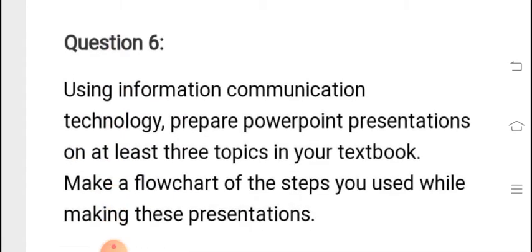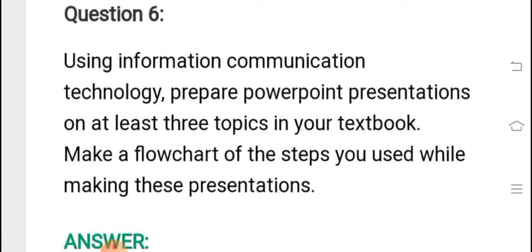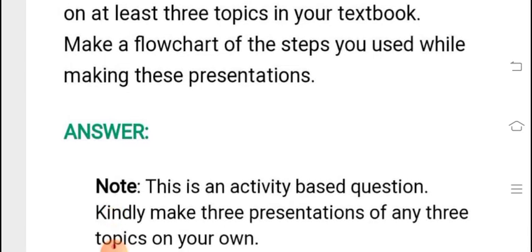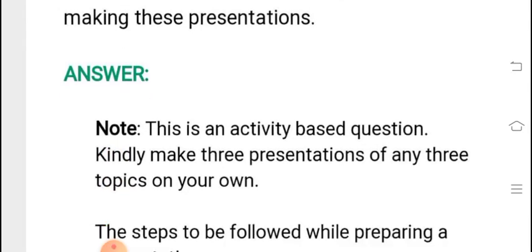Question 6. Using information communication technology, prepare a PowerPoint presentation on at least 3 topics in your textbook. Make a flow chart of the steps you used while making these presentations. As I have shown you in your video also, PowerPoint presentation, how to make it. Please go over there, go through it, and you can make the answer of this clearly.